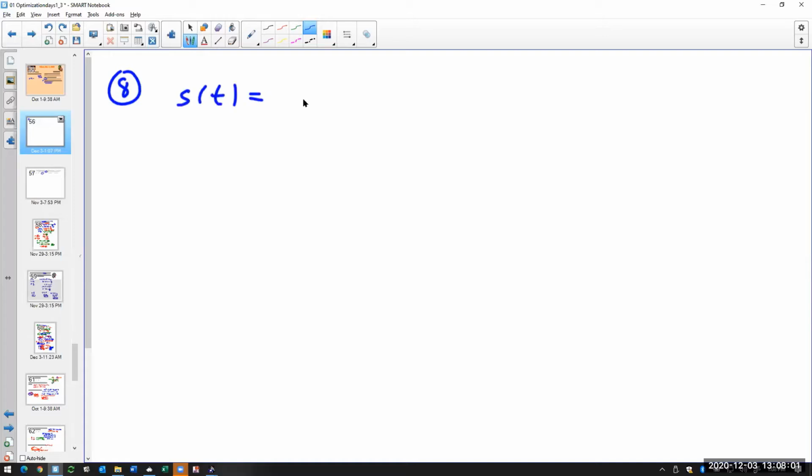Okay. So the position function is t cubed minus 12t squared plus 45t. And those of you guys at home, yours is going to be a little bit different. Find the velocity function.